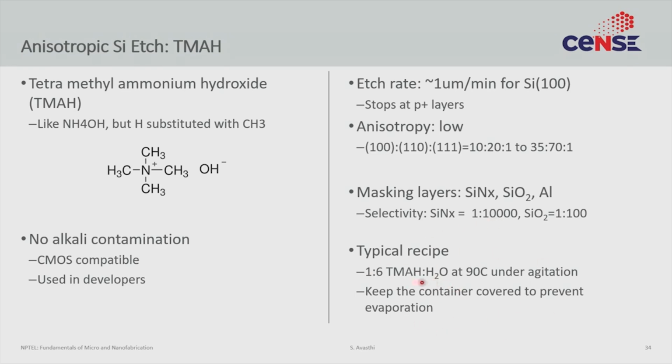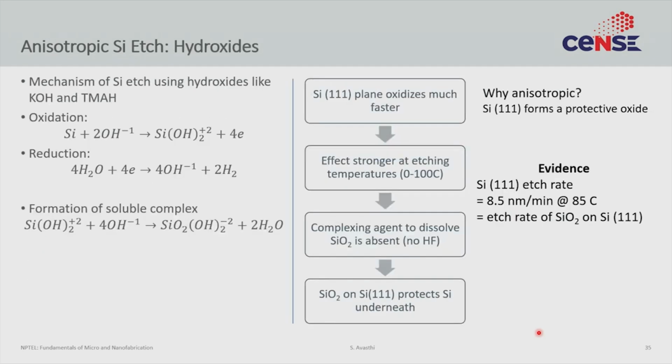The typical recipe is dilute TMAH at 90 degrees C under agitation. Once again, these etches tend to be long, so you must cover them, otherwise the etchant concentration changes, and so does the performance of the etch. Now, what is the underlying mechanism? Both the hydroxides, KOH or TMAH, functionally do the same thing. They provide the OH minus, which reacts with silicon to form a complex, and that complex goes away. It forms a soluble complex that goes away. Now, why does it give you anisotropy? Why is this reaction different on different facets?